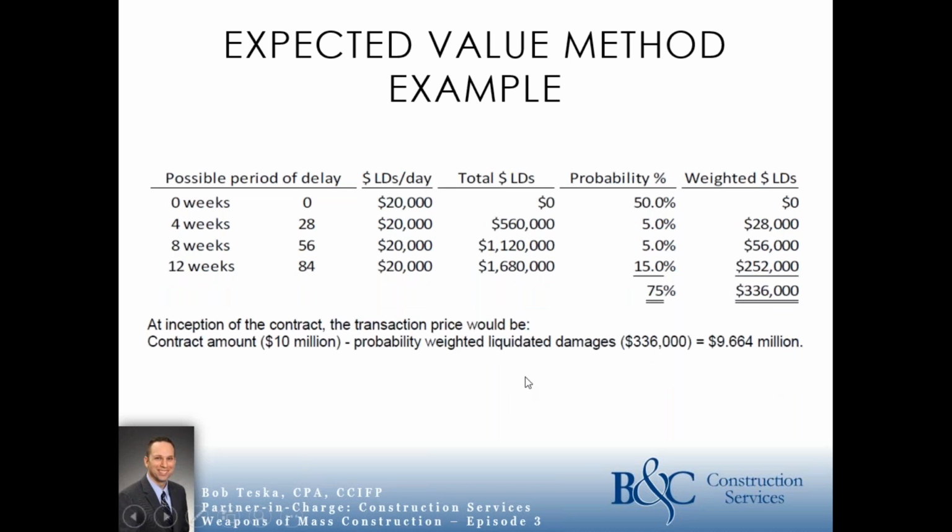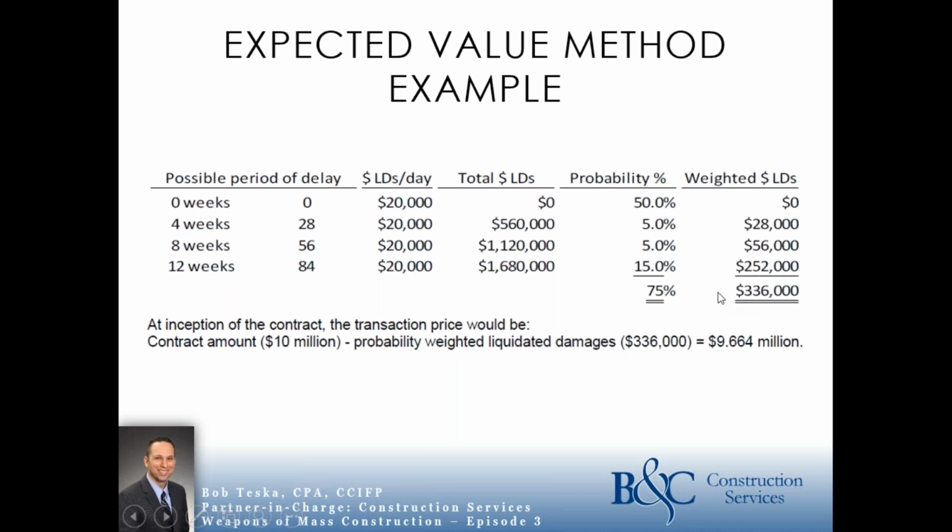So remember, the constraint is you want to get to that 70 to 80% level where you're not going to have a revenue recognition reversal. You don't want to over-record revenue and then have to back it off. So we get up to the point where we're over 70% probability. Here we've got 50% plus 5%, 5% here, and so that's 60%. So we have to go down one more level, which is 15%. So we've got a 75% probability. And when you do the math, the weighted average of that 75% is $336,000.